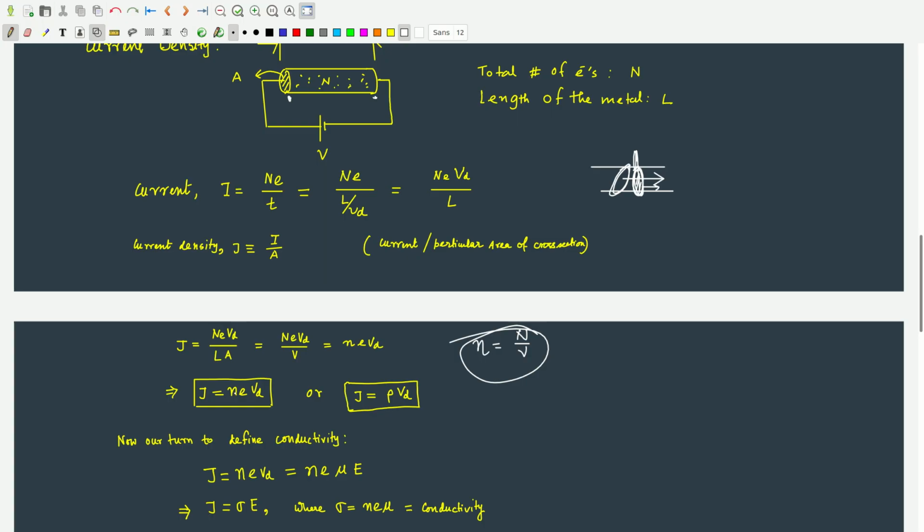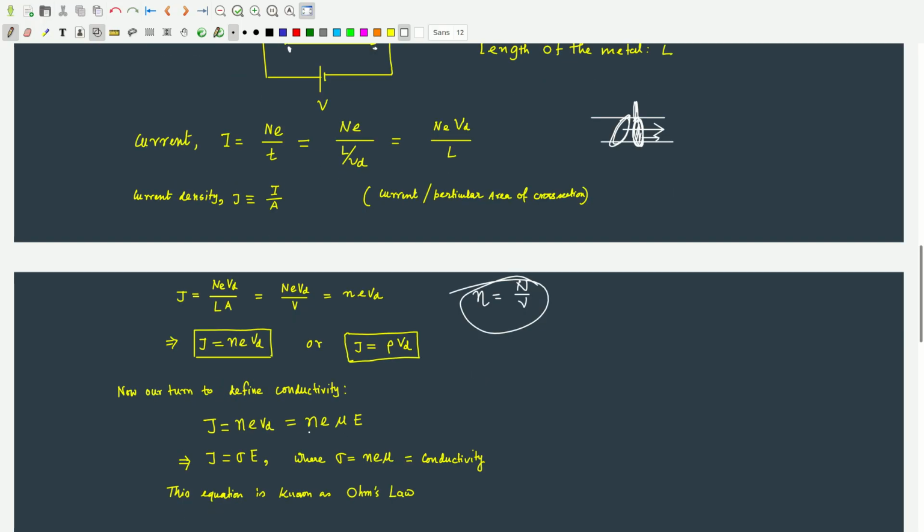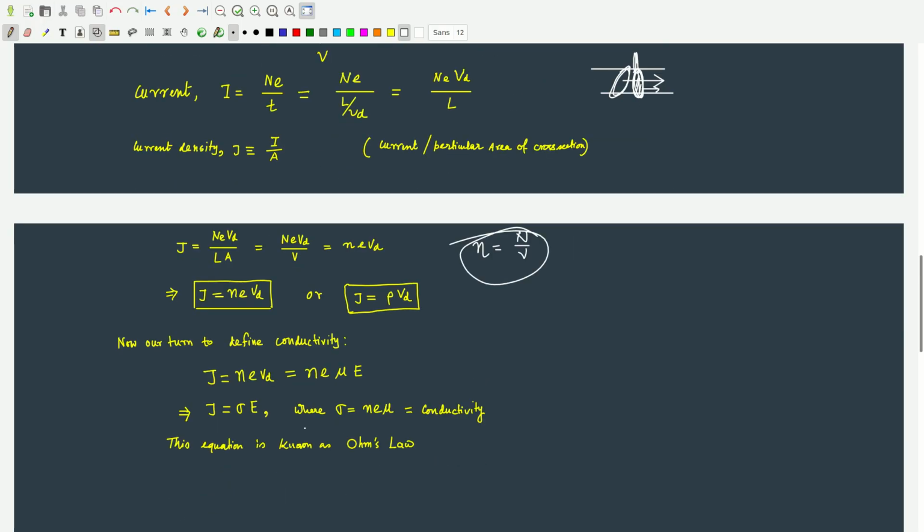n is the number of electrons per unit volume, e is the electronic charge, the magnitude of the electronic charge rather, and n into e is the rho, that is called charge density. You can call this J equals rho into V. And J equals n e Vd, and Vd is basically mu into E. And n e mu is a constant basically for a particular metal. n is the number density of electrons, e is the electronic charge, and mu is the mobility, and we call this sigma. This sigma is called the conductivity of the metal.